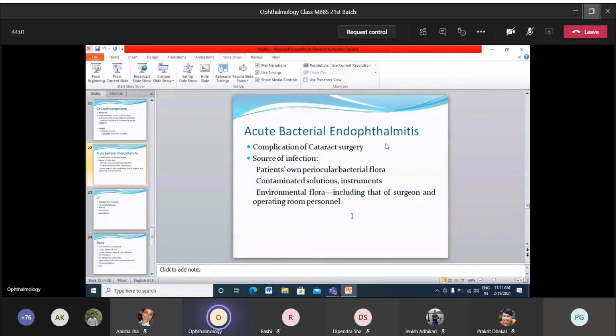Then it can also be from the contaminated solutions, instruments, all that are used during the operation, or it could also be due to the environmental flora, including that of the surgeon and operating room personnel. So these could be sources of infection. Hence, during surgery, you go for painting and draping. The eye is cleaned very thoroughly with betadine, we paint it, and draping and all other measures are taken.